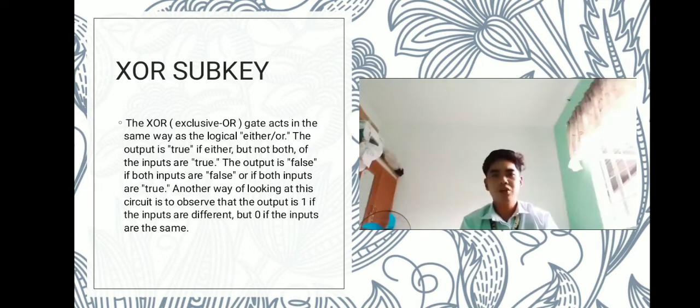The XOR, or exclusive OR gate, acts in the same way as the logical either-or. The output is true if either but not both of the inputs are true. The output is false if both inputs are false, or if both inputs are true. Another way of looking at the circuit is to observe that the output is 1 if the inputs are different, but 0 if the inputs are the same.